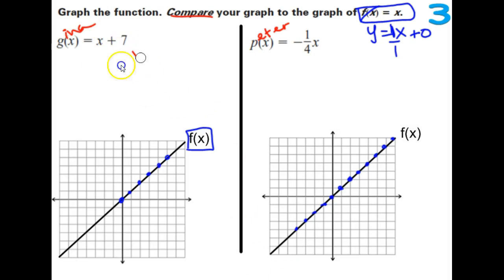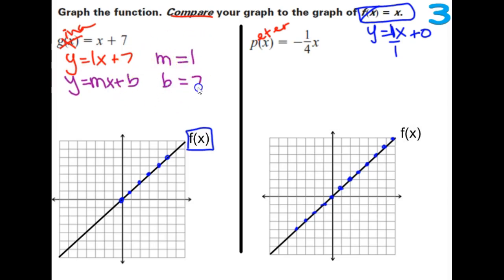So first I'm going to graph Gina. This is really a y. So we have y equals x, or 1x, plus 7. So our m, or our slope from the equation, y equals mx plus b, m is 1, and b is 7.